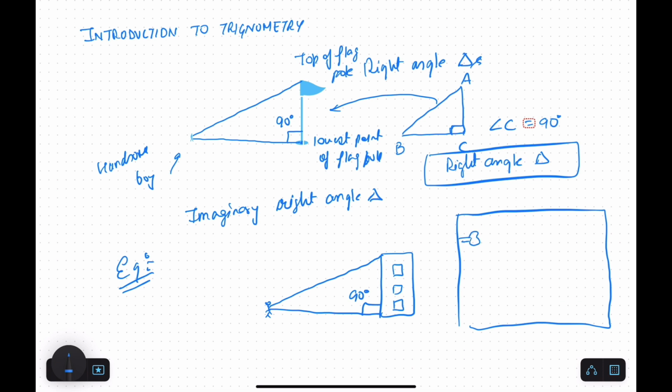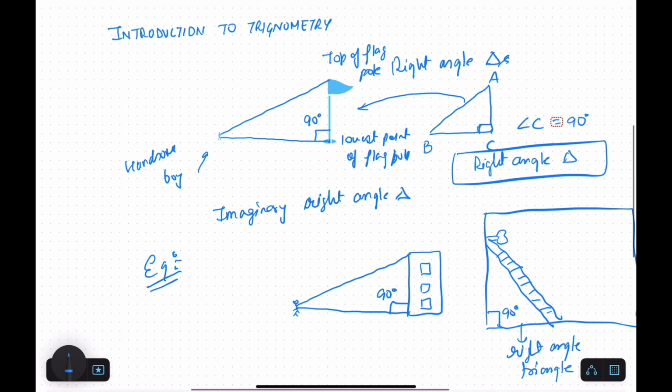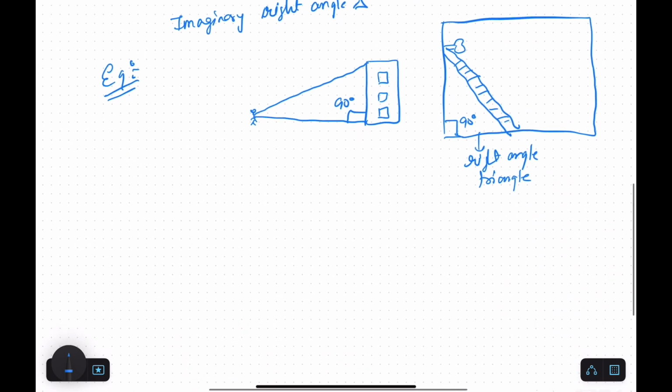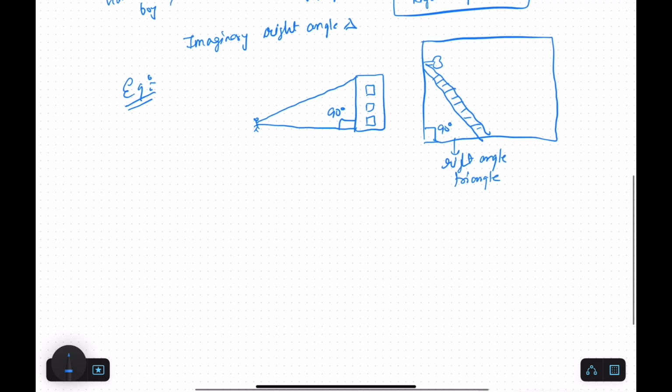Over here your mother gives you a task to change the bulb. Now what do you do? You put a ladder over here. So this becomes a 90-degree angle, and this becomes a right angle triangle. So these are some of the uses of right angle triangles in an imaginary situation.